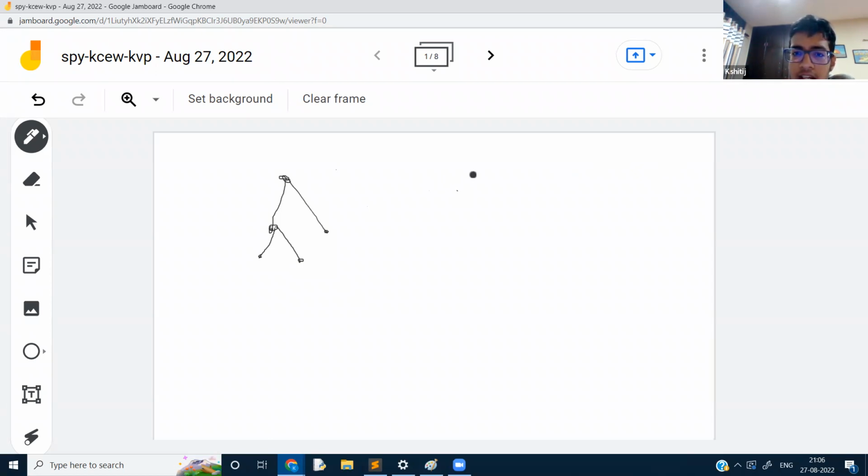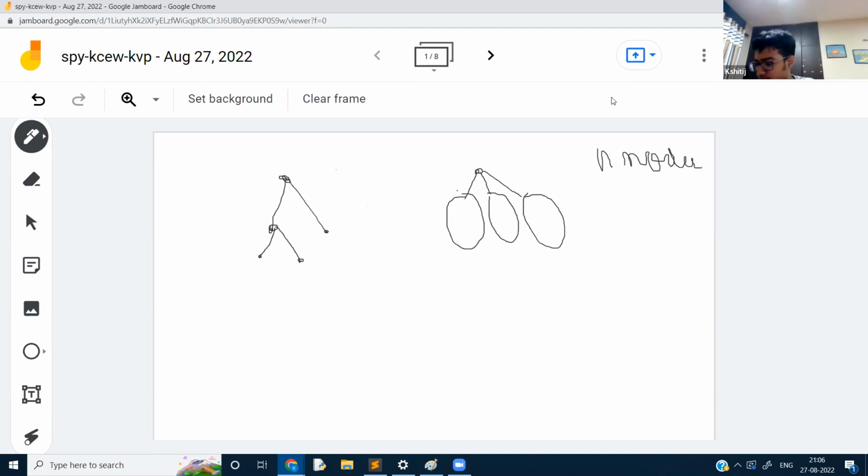So a centroid of a tree is a node such that all the subtrees which hang from it have size at most n by 2. So here, let this node be the centroid. Let's denote it by C. And these are the subtrees hanging from it. Like there are three edges from that node, and there are three subtrees hanging from it.